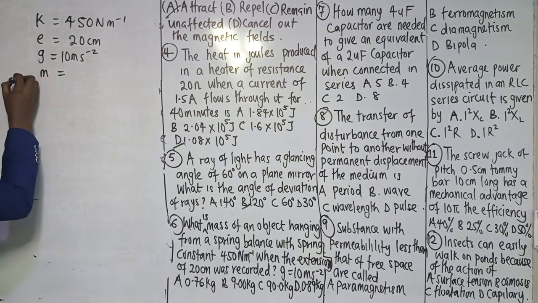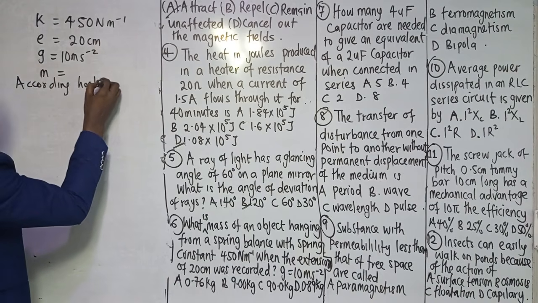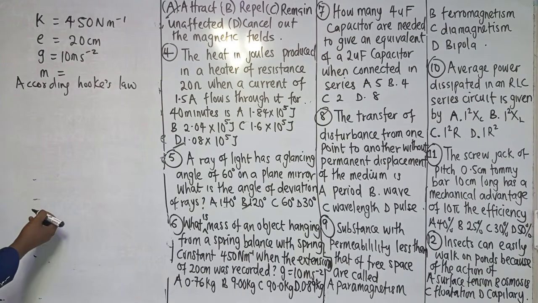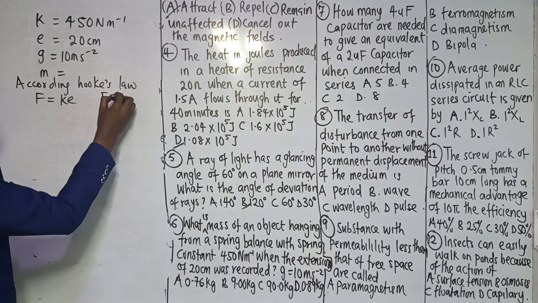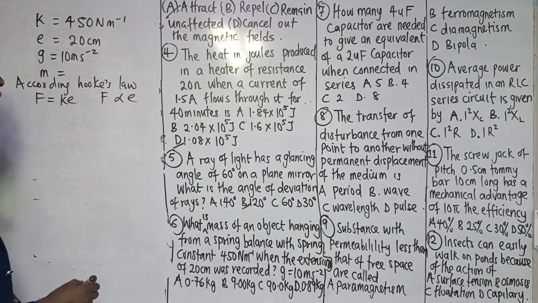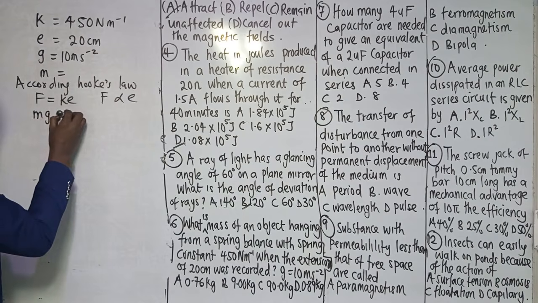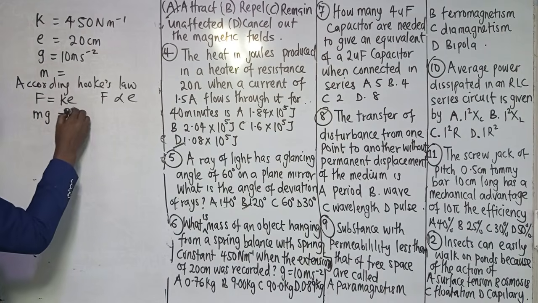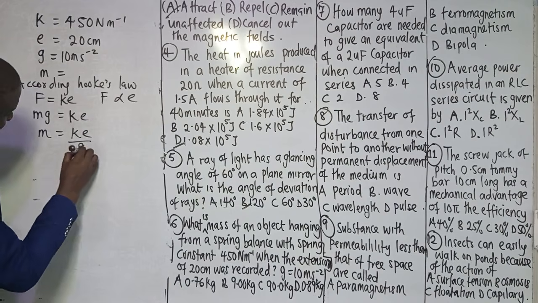Now, according to Hooke's law, please don't do this one in your exam. I'm only making it very simple and explanatory. So F equals ke, because the force is proportional to e, provided the elastic limit is not exceeded. And force equals mg, which is a weight, and we can use a spring balance to measure it. So mg equals ke, so m is equal to ke over g.